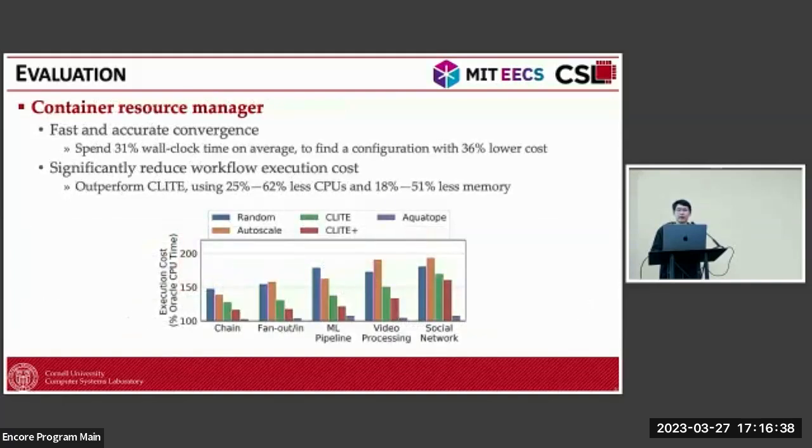We then evaluate the resource efficiency of AQUATOPE's container resource manager by comparing it with alternatives, including random search, autoscaling, and a naive Bayesian optimization-based resource manager called CherryPick. The diagram in the slide shows the workflow execution costs for different workloads managed by different resource managers. And we can see that across all benchmarks, AQUATOPE consistently outperforms prior approaches and finds a near-optimal resource configuration that can minimize the execution cost while satisfying the quality of service target.